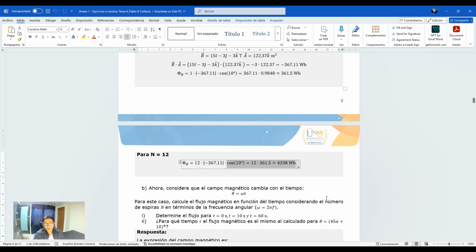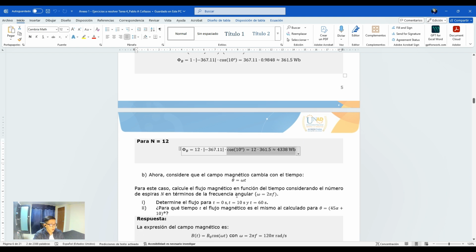Finally, since we have 12 loops, the total magnetic flux equals 12 times 361.5, which is approximately 4,338 Webers.